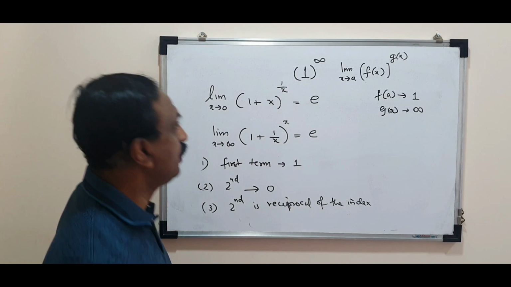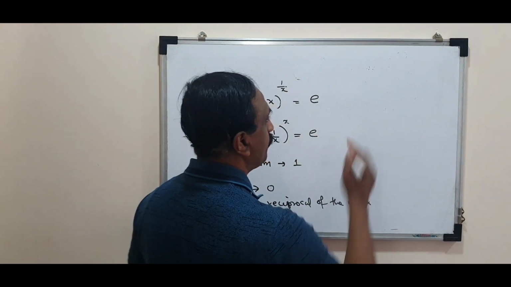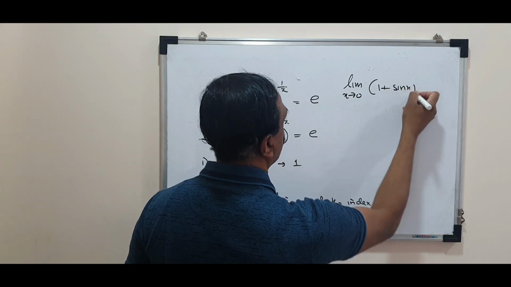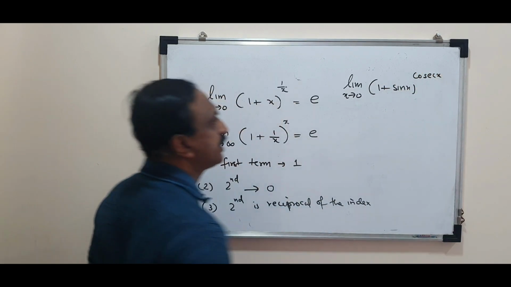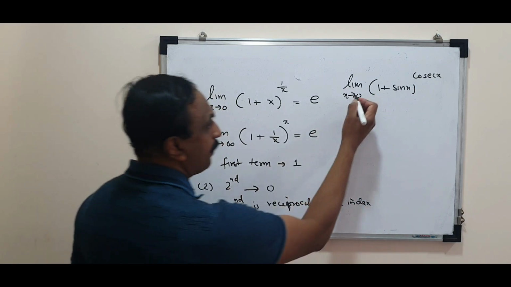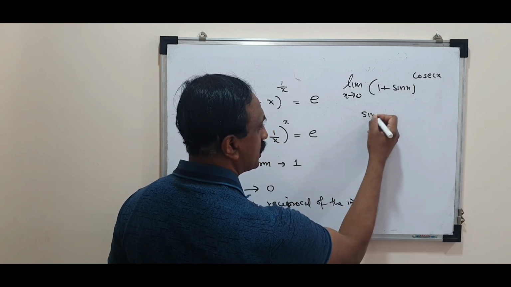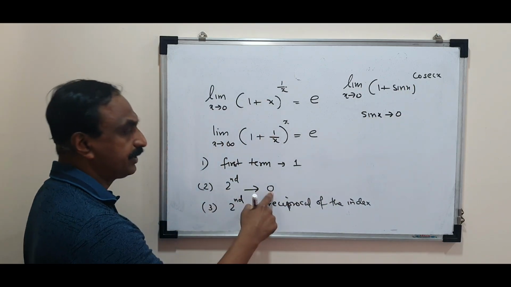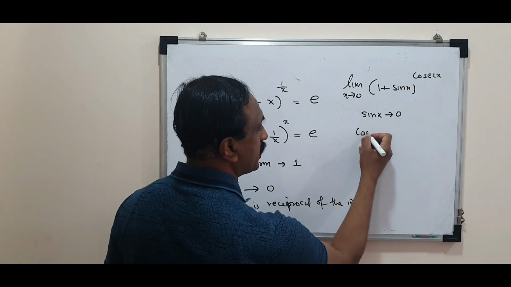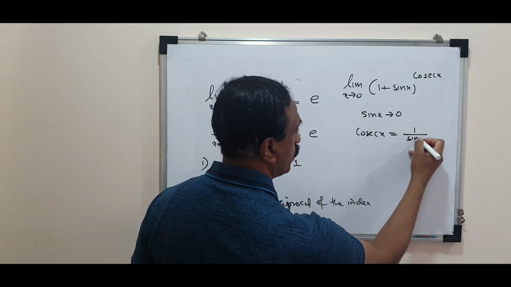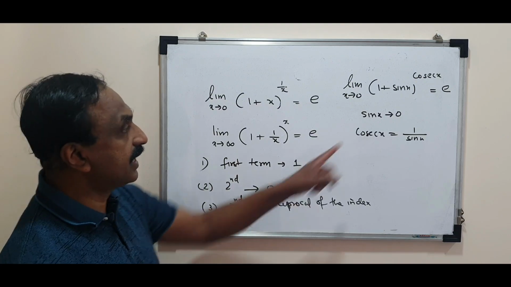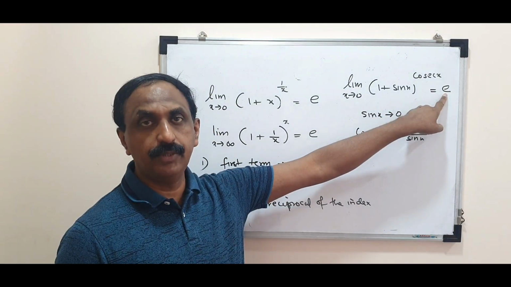So if I have a function of this kind, limit x tending to 0, (1 plus sin x) raised to cosec x, let's check. The first condition, that the first term in the bracket should be 1, is satisfied. When I apply the limit, sin x will tend to 0, so the second term tends to 0. The second term and the index should be reciprocal. You know cosec x is 1 by sin x, so they are reciprocal of each other, hence your answer is e. So whenever these three conditions are satisfied, the answer of the limit will be e.